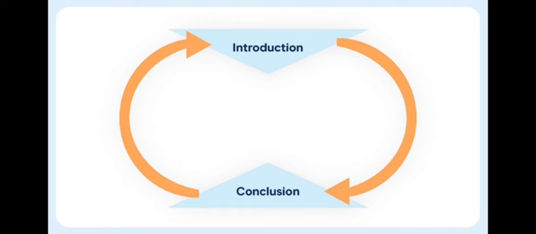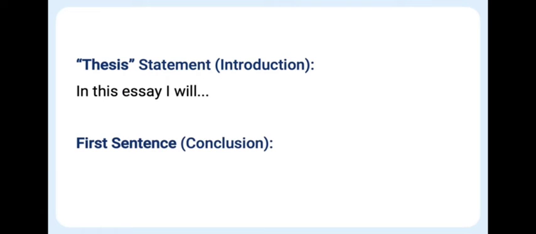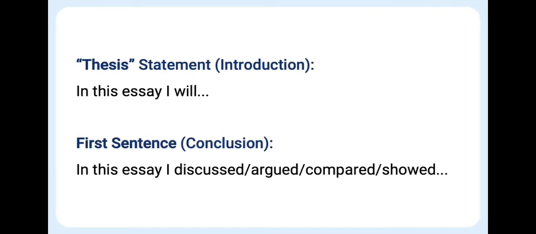Notice how that first sentence of the conclusion almost perfectly mirrors the final sentence of the introduction that we saw earlier. The thesis statement of the introduction, the final sentence of the introduction said, in this essay I will. And the first sentence of the conclusion says, in this essay I did, I argued, I discussed, I showed. This is how you create that powerful, coherent, and logical flow. And the final sentence, the in my opinion part, that's easy. You just give your opinion.